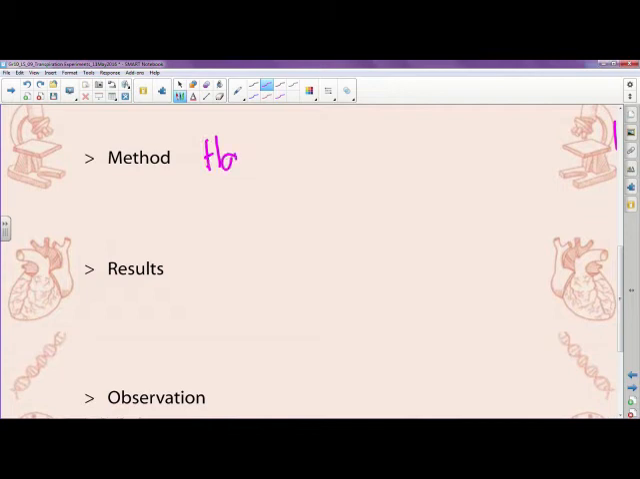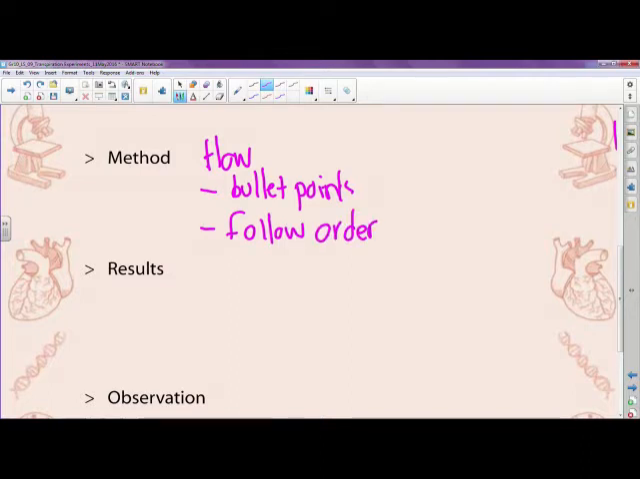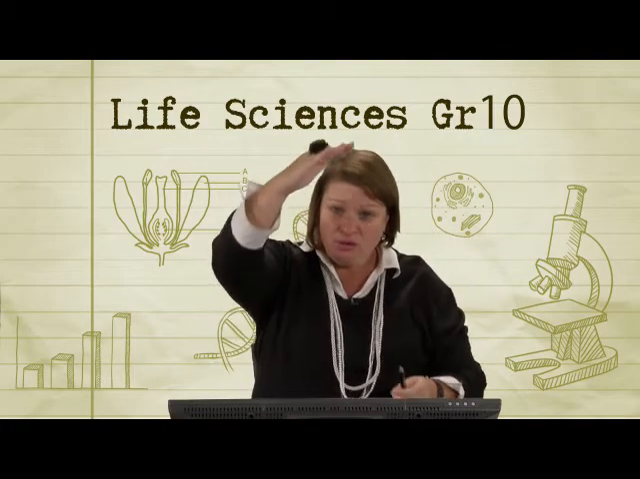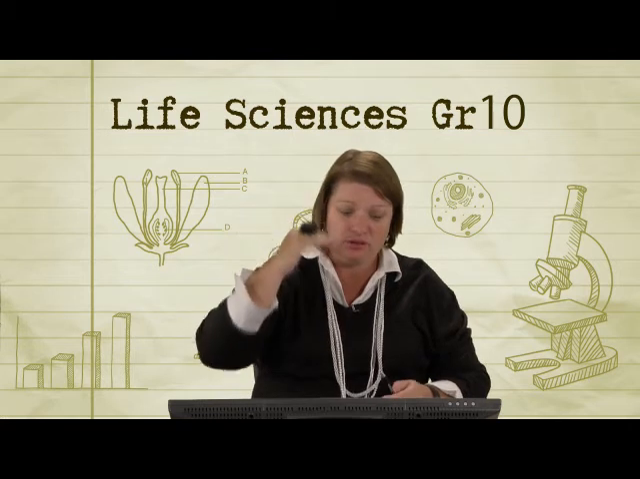When you write out your method, please remember, you always use bullet points. And the most important thing is that it must follow an order. You can't just go from one point to the other. It must be systematic, right? You can't say, oh, I put it in the sunlight, oh, then I went to fill the beaker with water. How do I do it? Step by logical step.